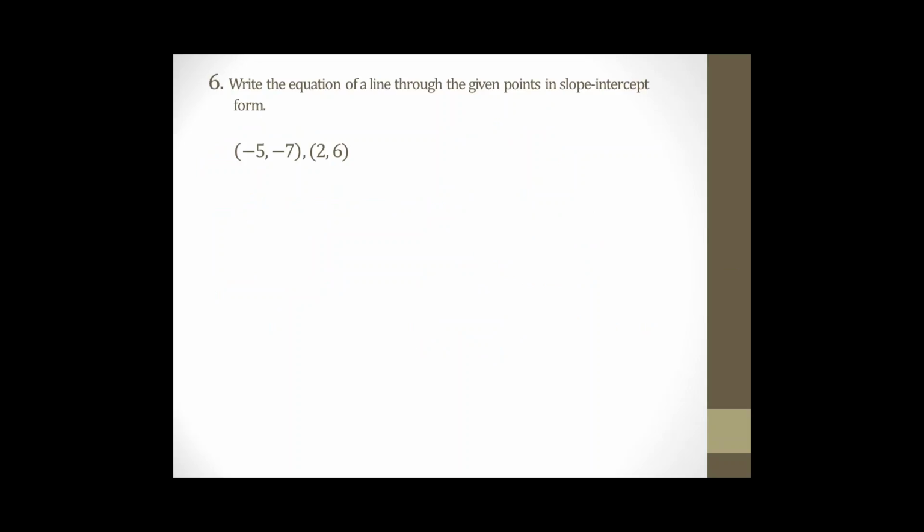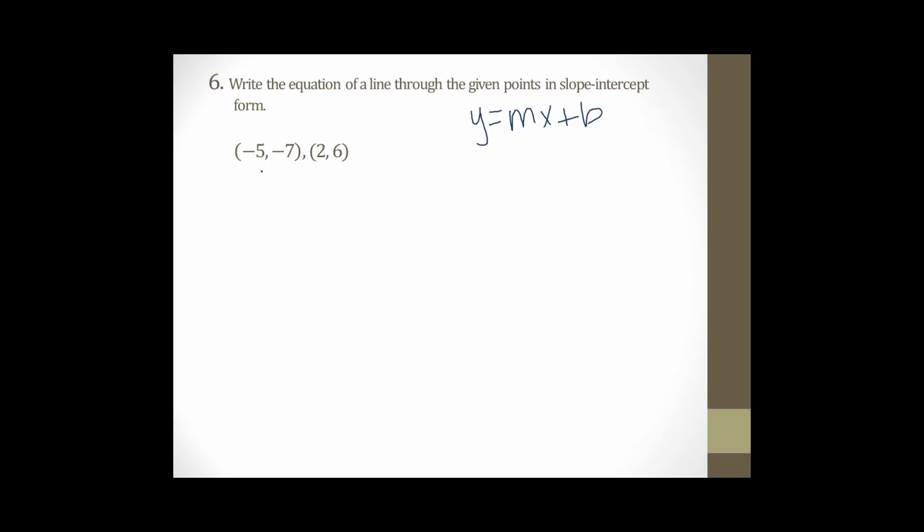All right, so let's look at number 6. Write the equation of a line through the given points in slope-intercept form. Just a reminder, y equals mx plus b. That's slope-intercept form. So if we're going to write an equation in slope-intercept form, we need the slope, and then we'll need the y-intercept. Quick question, do we want to use point slope? Gotcha. All right, so first let's start by getting the slope.